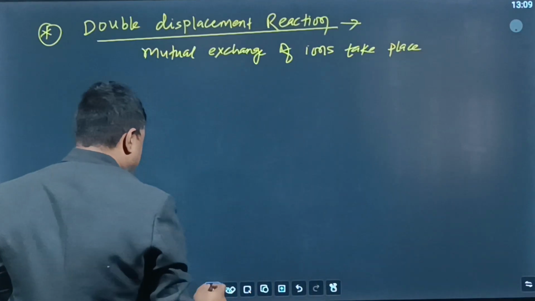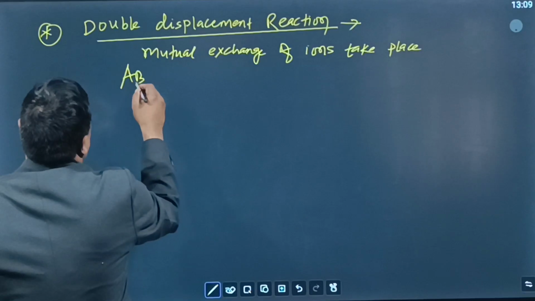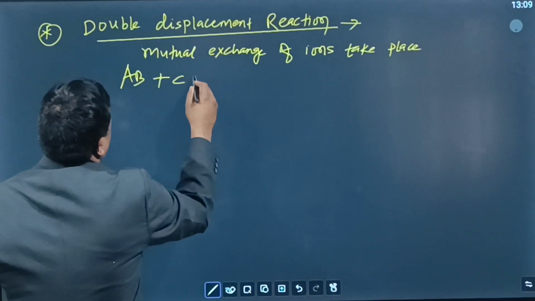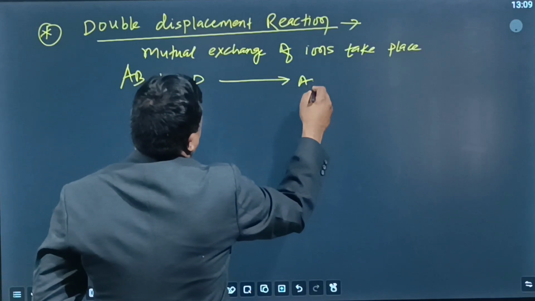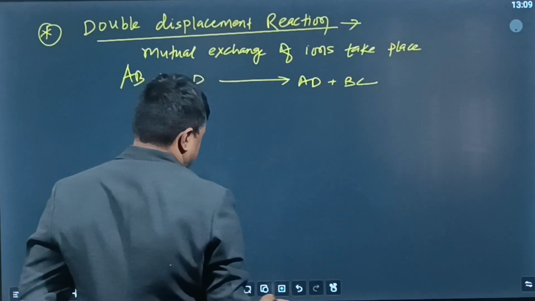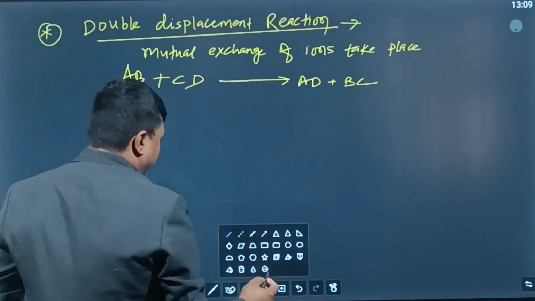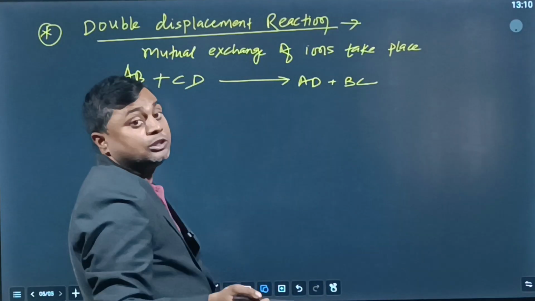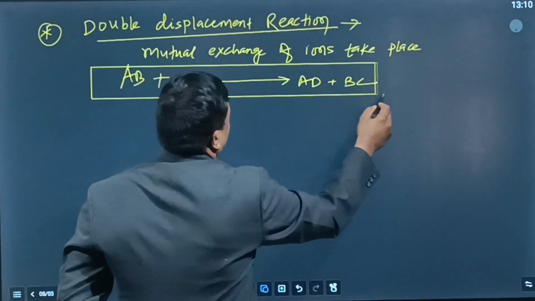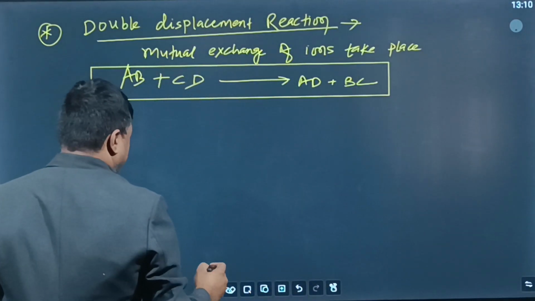We can represent a double displacement reaction as AB plus CD gives AD plus BC. As a result of a double displacement reaction, children, two new substances are formed. Let's take one example.